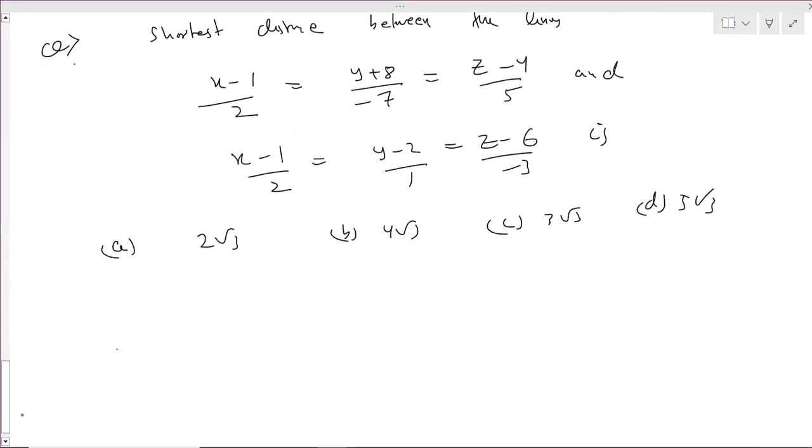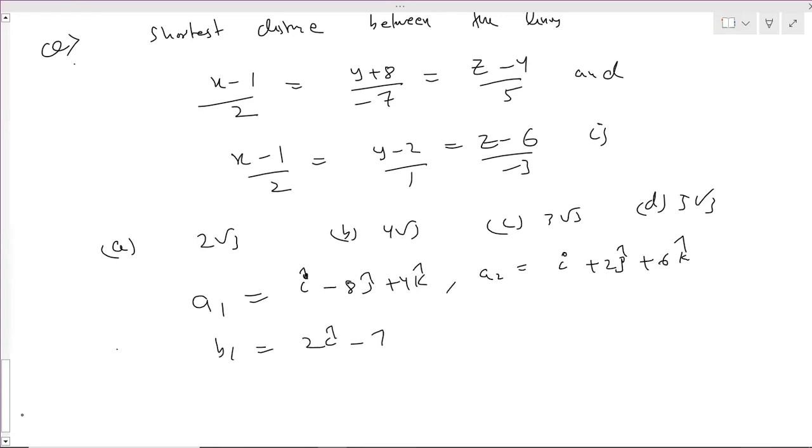Let's see. Here, A1 vector is i cap minus 8j cap plus 4k cap. A2 vector is i cap plus 2j cap plus 6k. B1 vector is 2i cap minus 7j cap plus 5k cap. B2 vector is 2i cap plus j cap minus 3k cap. Alright.